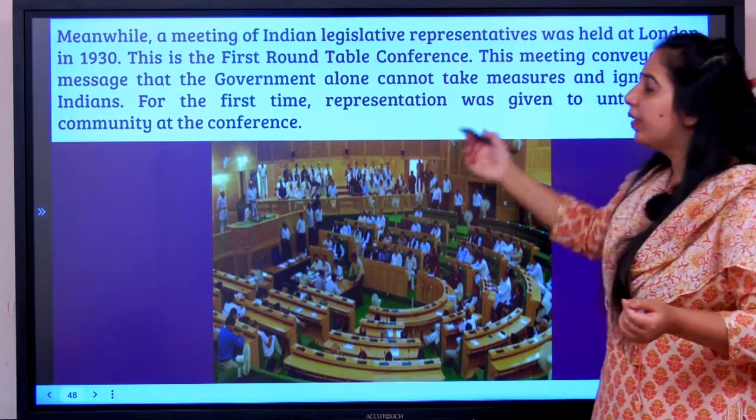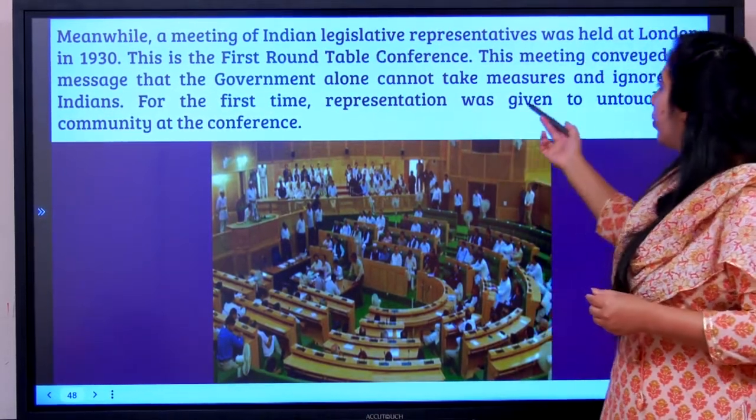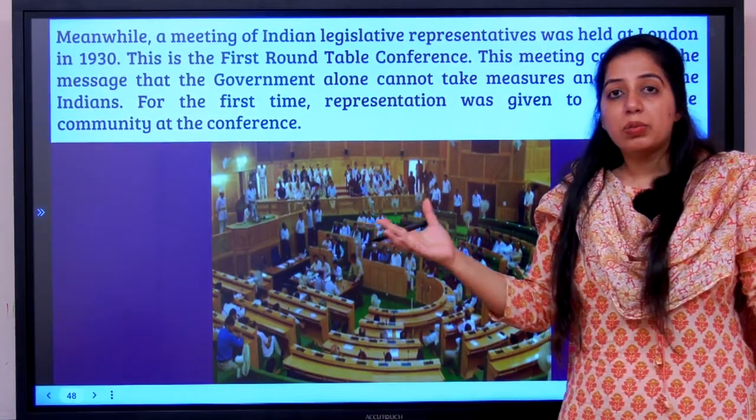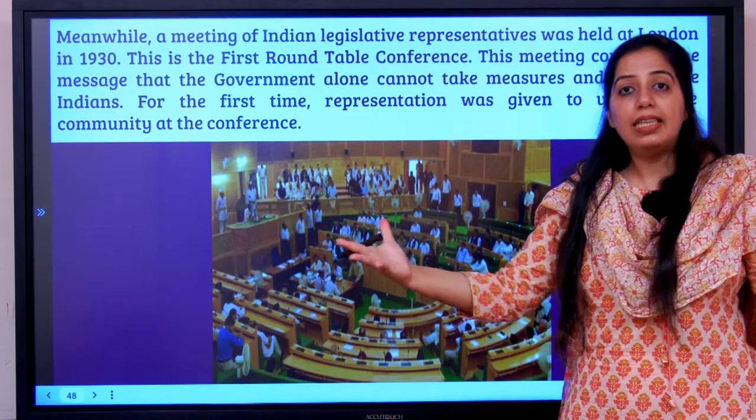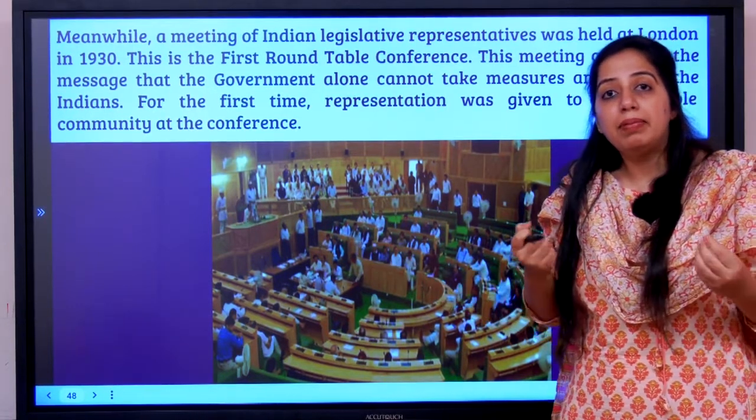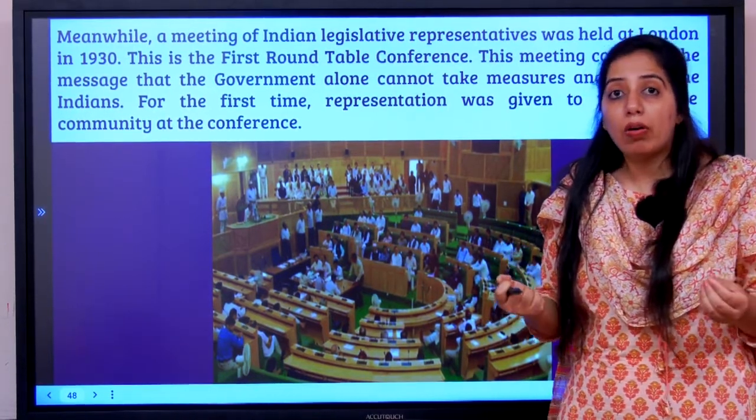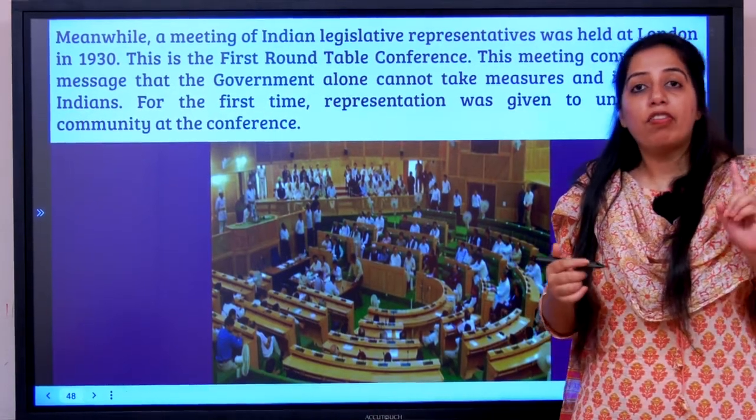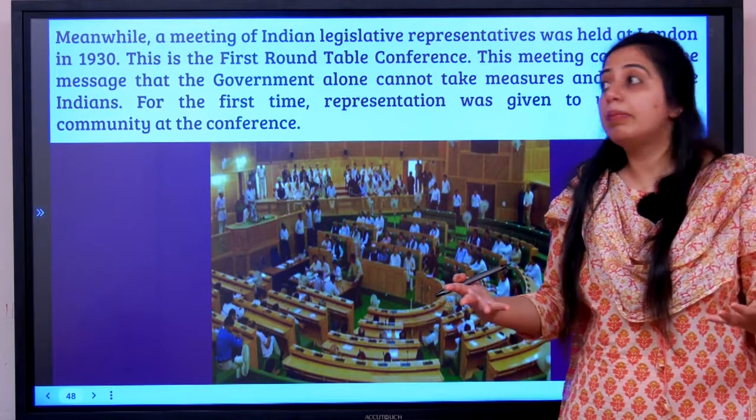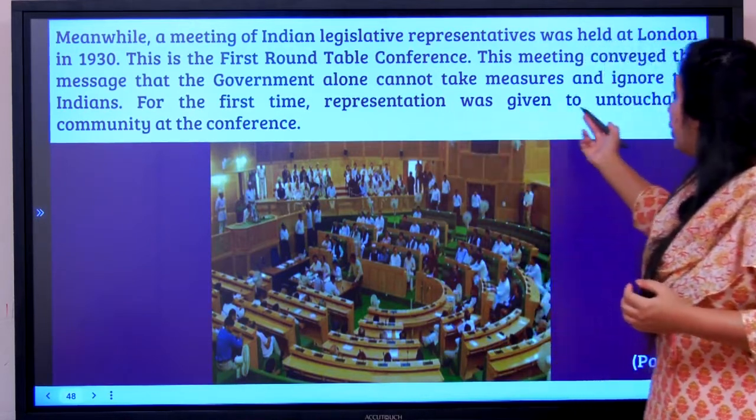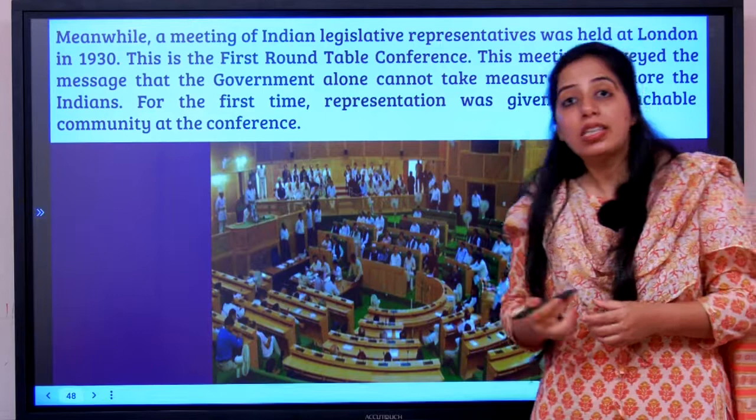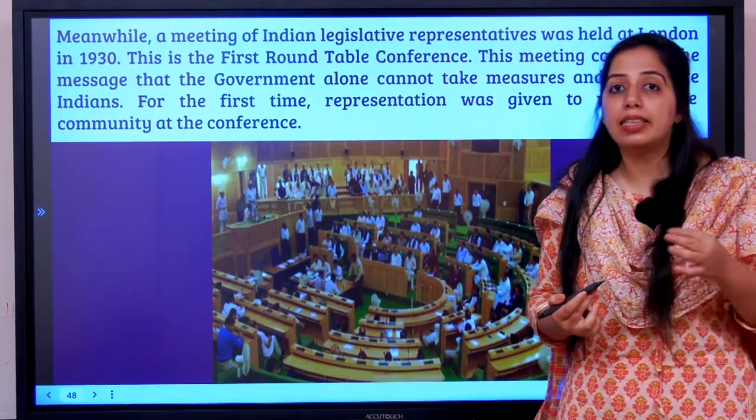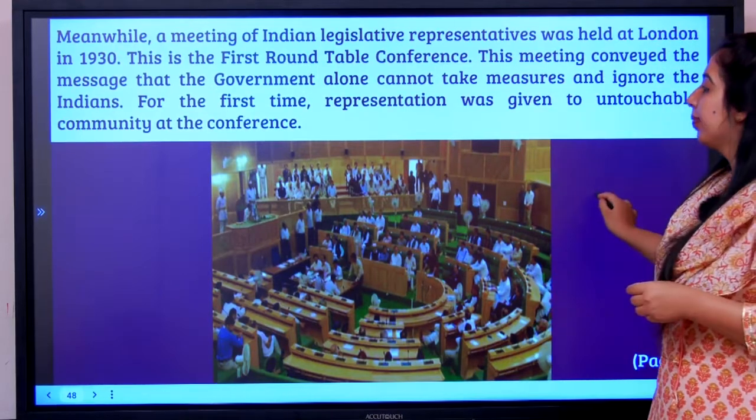This meeting conveyed the message that the government alone cannot take measures and ignore the Indians. So this was the first time that Indian representatives were in a meeting for a law that concerns Indians. Representation was given even to the untouchables. The Dalits were also represented in the meeting for the first time.